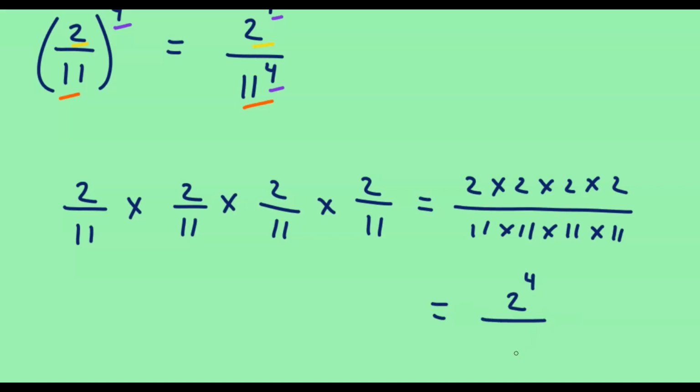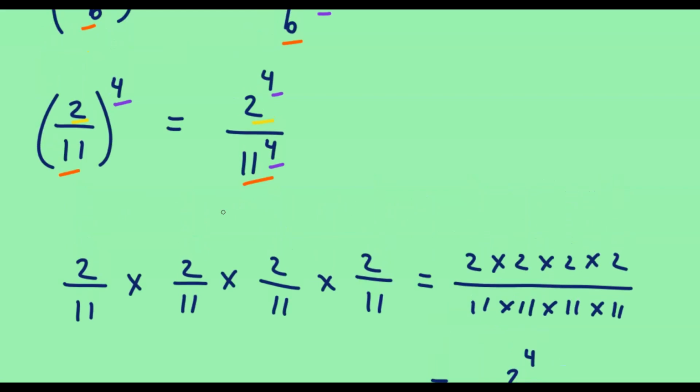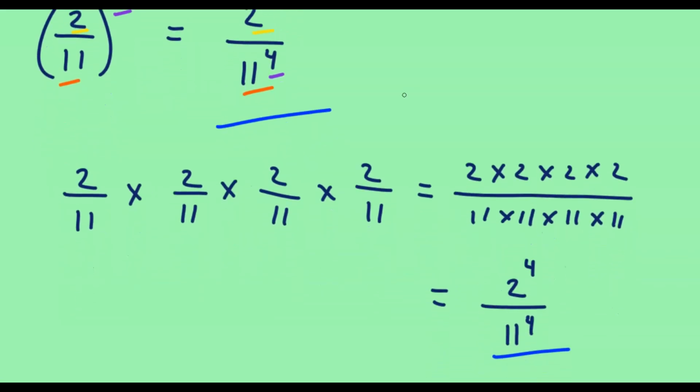And in the denominator, we have 11 multiplied by itself 4 times, so we have 11 to the power of 4. So the answer is 2 to the power of 4 divided by 11 to the power of 4, and that is exactly what we got over here. So we can see that we have the same answer, and this is why the power of a quotient law works.